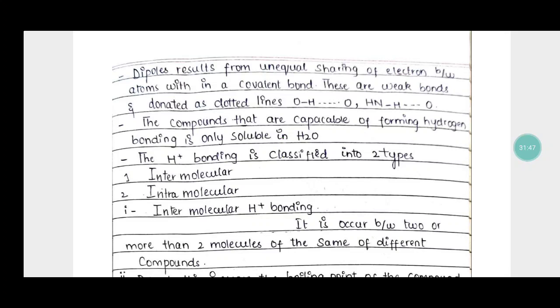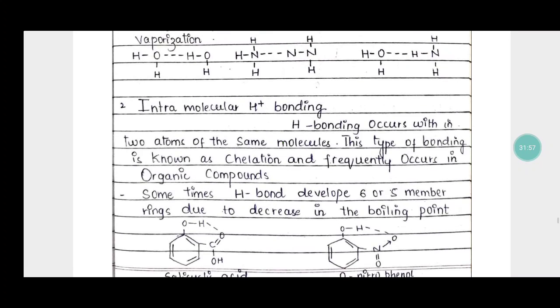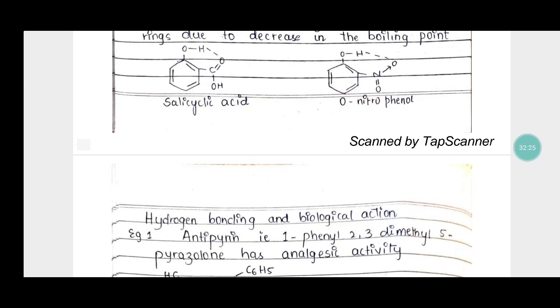The hydrogen bonding is classified into two types, that is intermolecular or intramolecular hydrogen bonding. The intramolecular hydrogen bonding occurs within two atoms of the same molecule. This type of bonding is also known as chelation and frequently occurs in organic compounds. Sometimes the hydrogen bond develops 6 or 5 membered rings, with a decrease in the boiling point, such as in salicylic acid and o-nitrophenols.